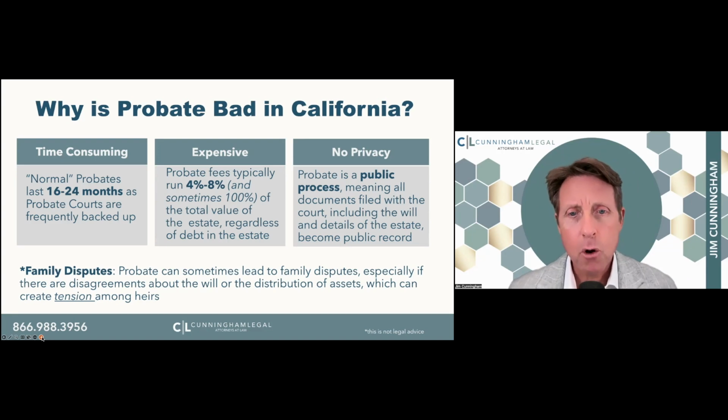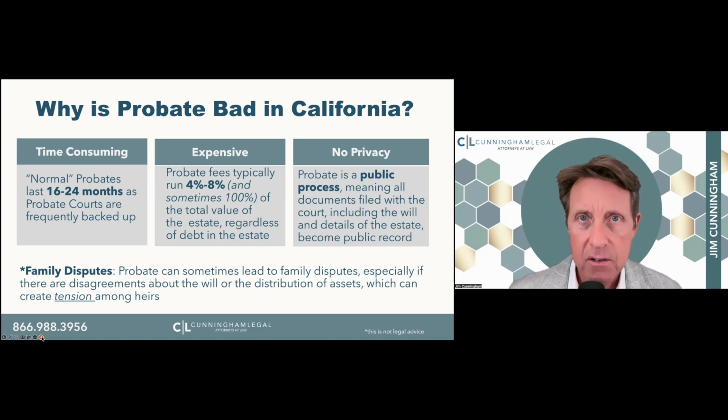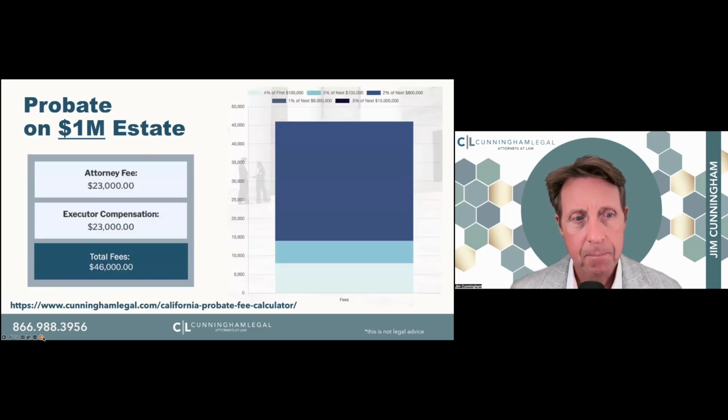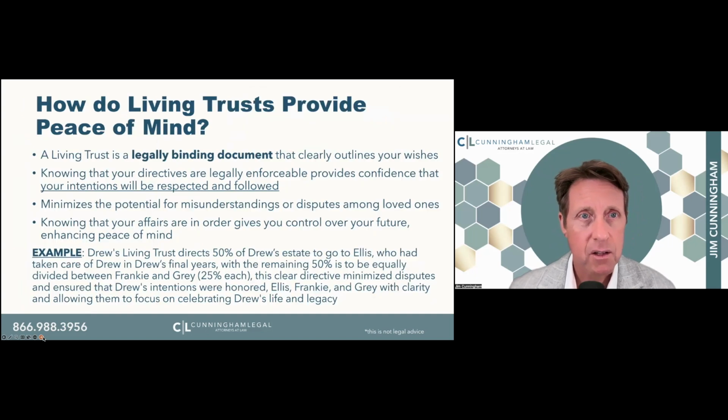So probate can consume up to 100% of the value of the estate, because the probate fees are based on the fair market value of the property. For example, if a person dies with a $1 million house with a $950,000 mortgage, the probate fees are about $50,000. It's going to take the equity away. So that was an example of where it could be 100%. Here's another example: a $1 million estate, $46,000 in fees plus maybe $4,000 in costs. The executor gets $23,000. The attorney gets $23,000 on a $1 million estate.